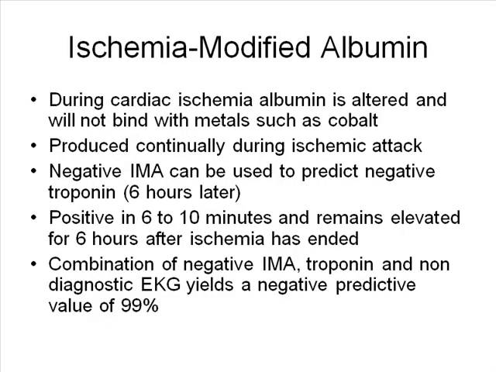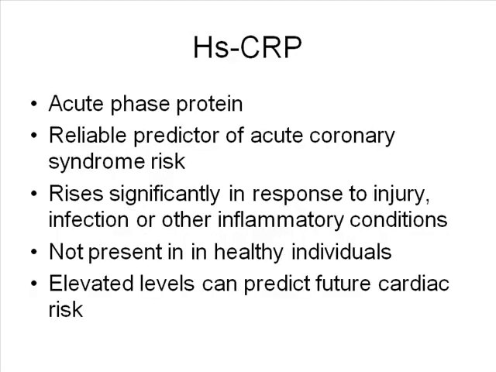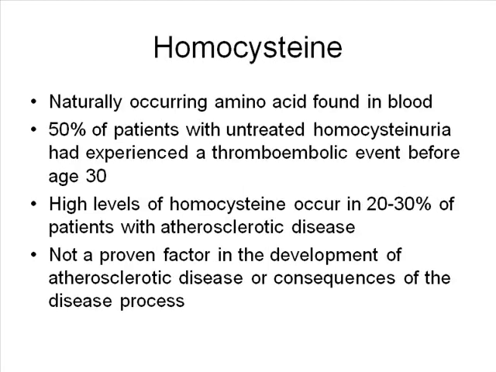All right, and Ischemic-Modified Albumin, I don't think anybody's doing this yet. Let's skip over that. We know high sensitive C-reactive protein can be done to see if you have an inflammatory process going on in your coronary arteries. This is not the same as a C-reactive protein that you do on the little test for immunology and serology. Homocysteine also has been associated with increased risk of coronary artery disease.